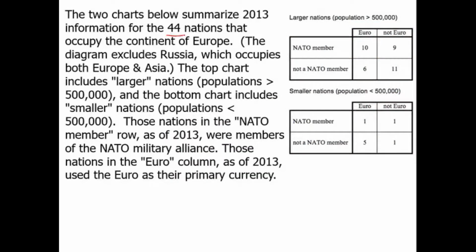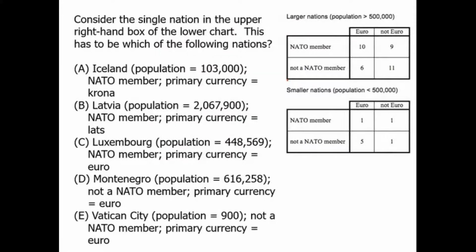Here we have the 44 nations of Europe, classified according to whether they are smaller nations, that is below 500,000 in population, or larger nations in the upper chart that are above 500,000, and classified about whether they are NATO members or not, and whether the euro is their principal currency or not. So this question is interesting. It tells us the single nation in the upper right-hand box of the lower chart. So here's the lower chart, the upper right-hand box. So this box right here could be which of the following?